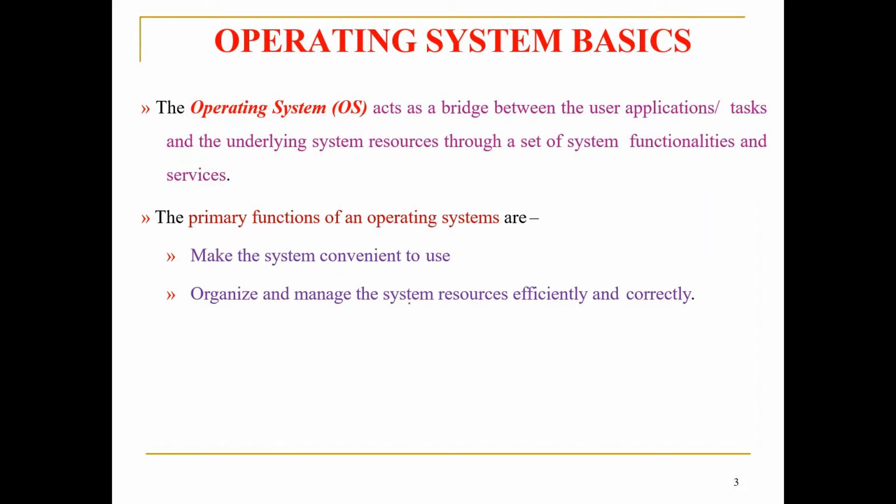Second, organize and manage the system resources efficiently and correctly. There will be a lot of hardware and software components that you would have placed in the embedded system so that it works properly. Once you turn on the embedded system, I want all those components to work very efficiently. Your operating system makes sure that all these components work, and that they are organized and managed in an efficient and correct order. That is the primary function of your operating system.